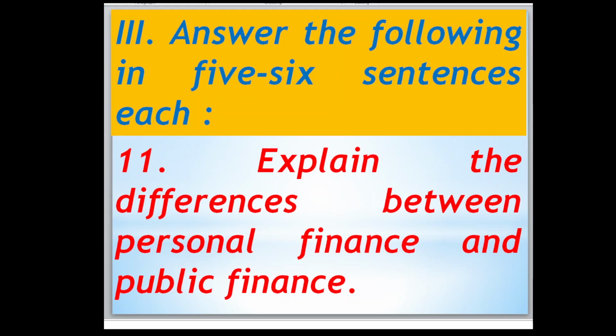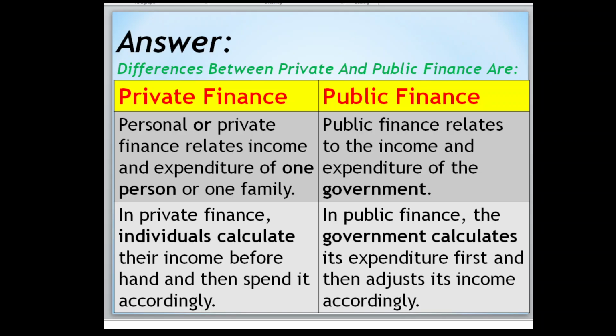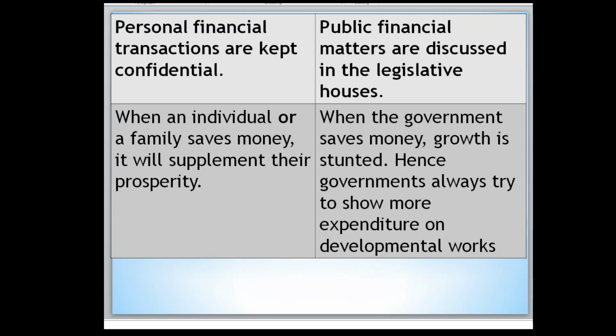Explain the difference between personal finance and public finance. The differences between private finance and public finance are as follows. First, personal or private finance relates to the income and expenditure of one person or one family. At the same time, public finance relates to the income and expenditure of the government. Public means government only. Second, in private finance, individuals calculate their income beforehand and then spend it accordingly. In public finance, the government calculates its expenditure first and then adjusts its income accordingly.